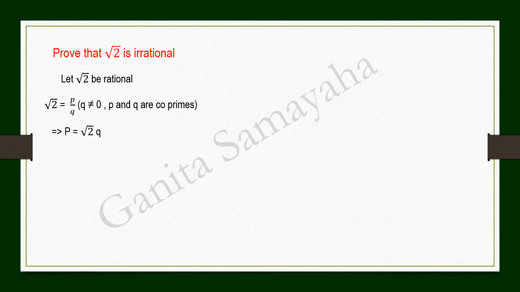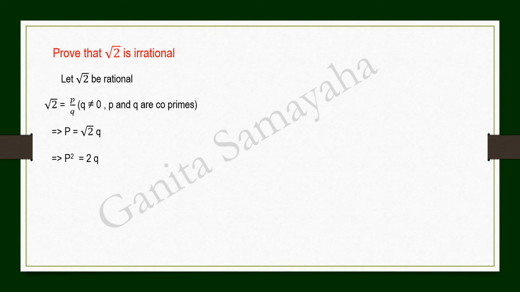So now let us simplify this. We get P is equal to root 2 into Q. Since we don't want root 2, we will square it. On squaring, we get P squared is equal to 2Q squared. If P squared is equal to 2Q squared, this means that 2 divides P squared. If 2 divides P squared, it should also divide P. Just now we have seen that if P divides A, then P also divides A squared. The reverse is, if P divides A squared, P also divides A. We use that concept here.